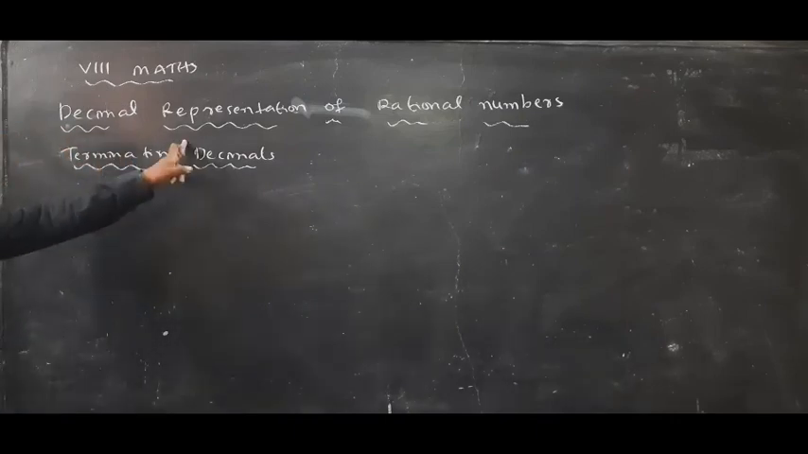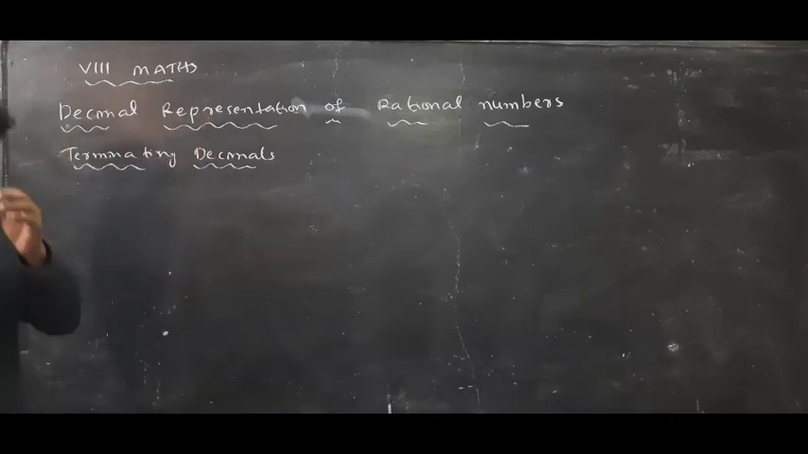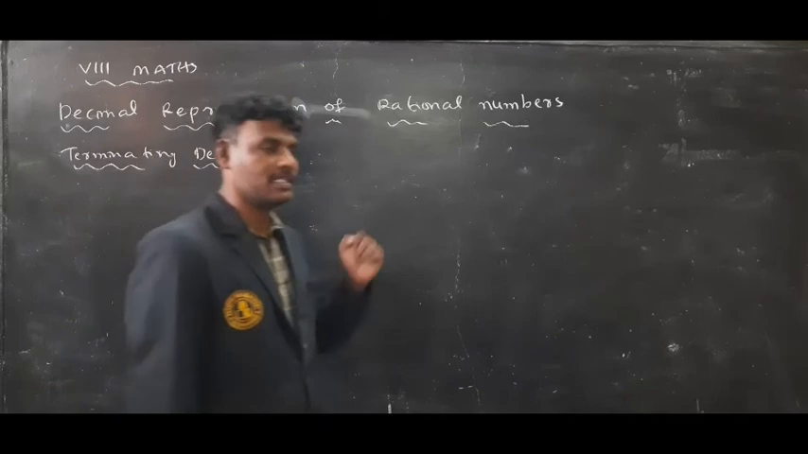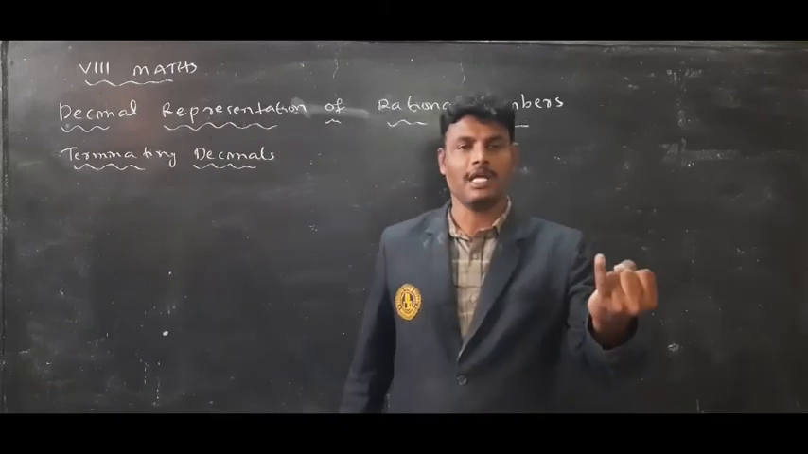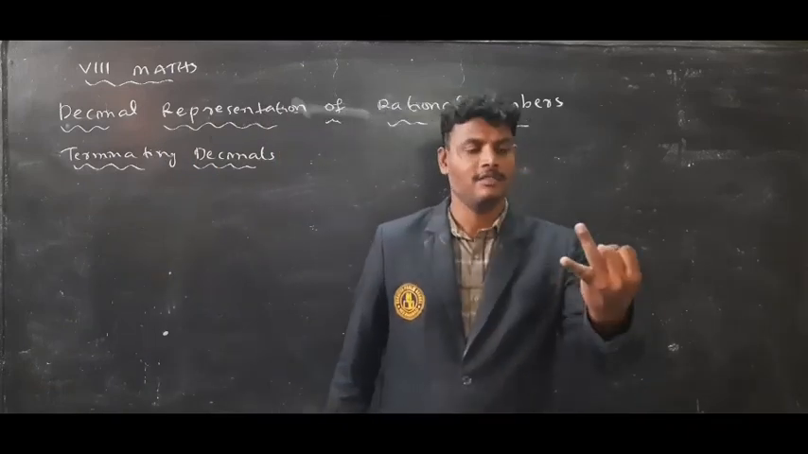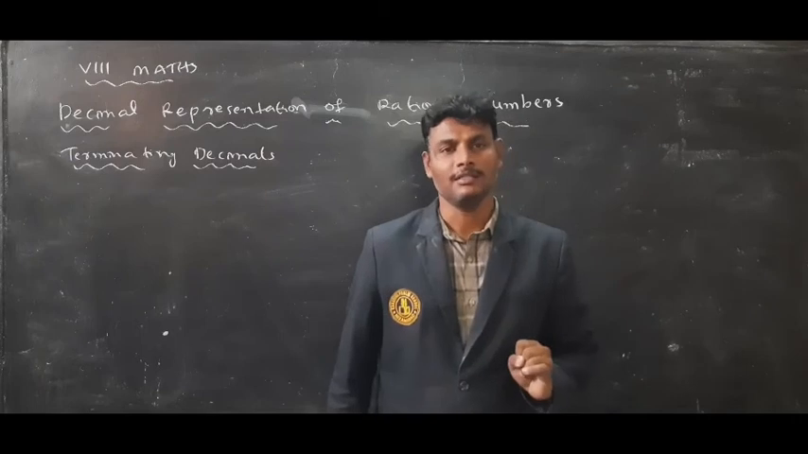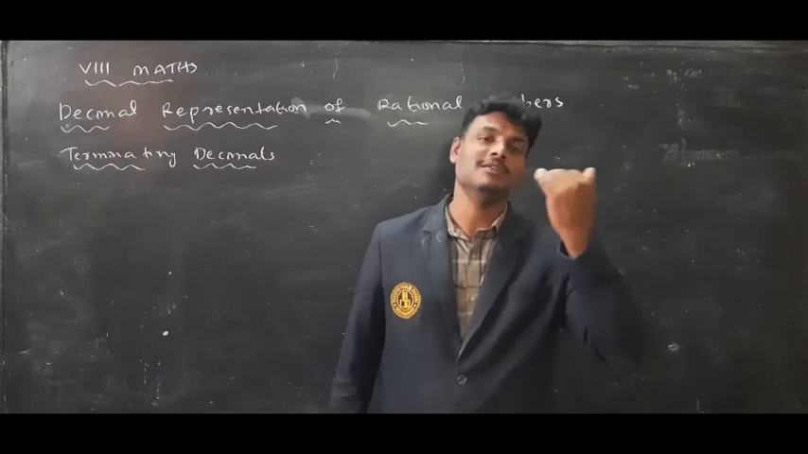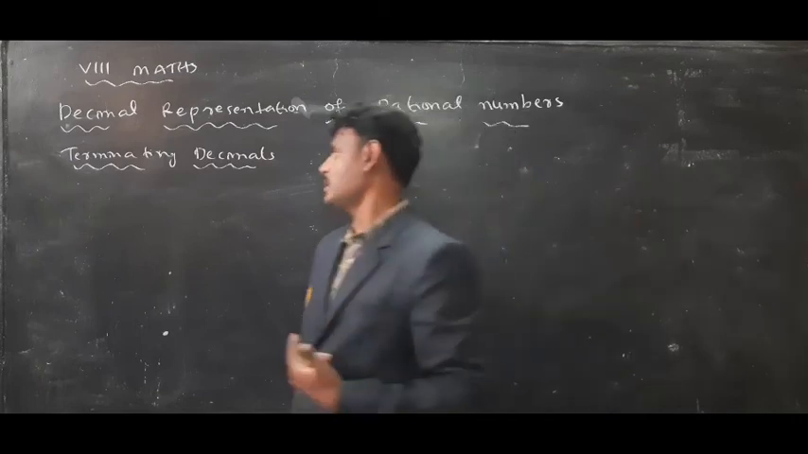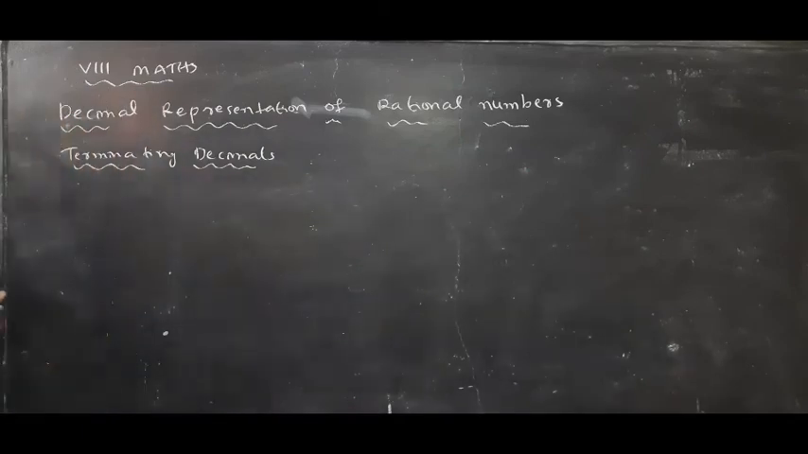Decimal representation of rational numbers. Here we can take decimals of three types: terminating decimals, non-terminating but recurring, and the third one, non-terminating, non-repeating. For example, first, terminating decimals.